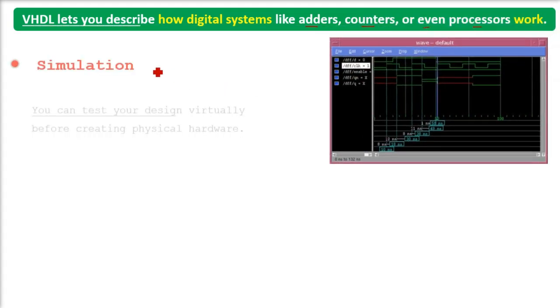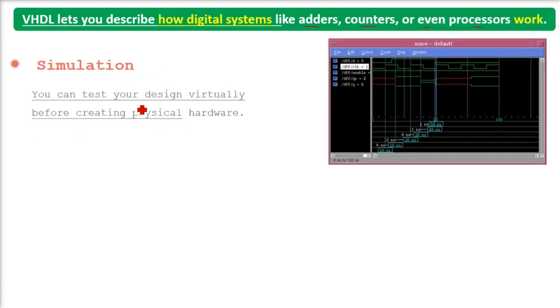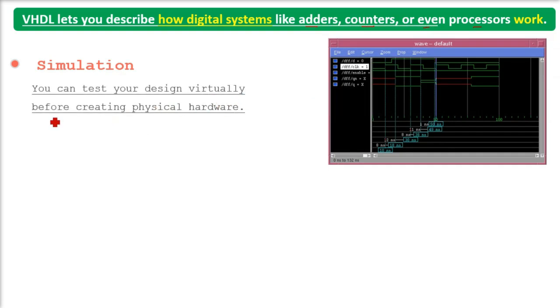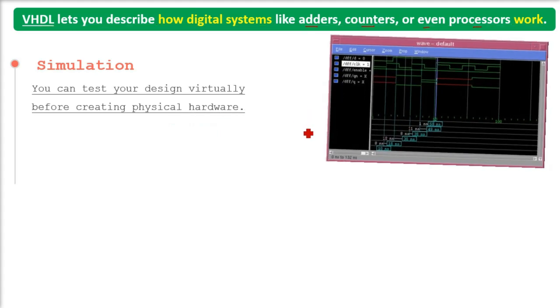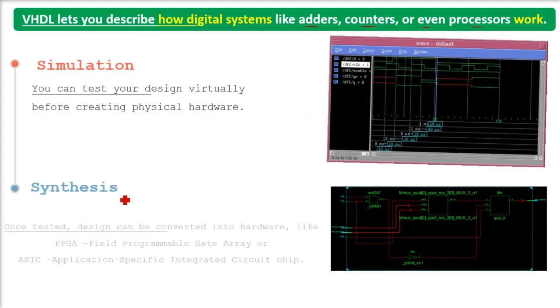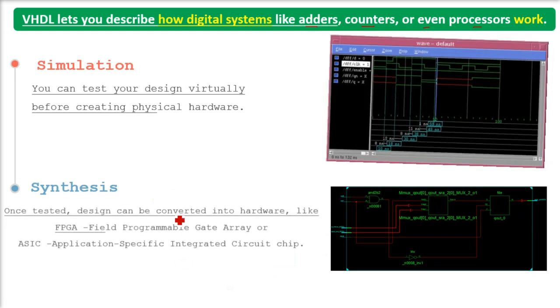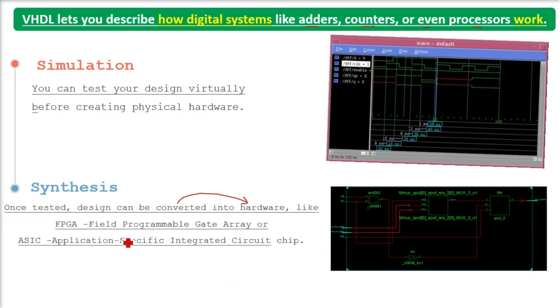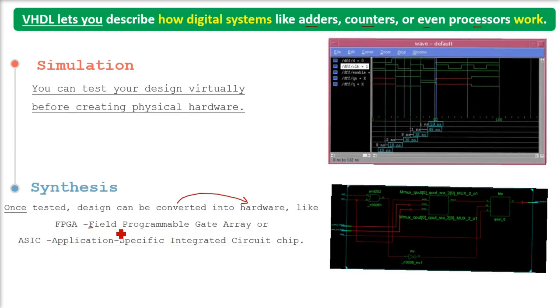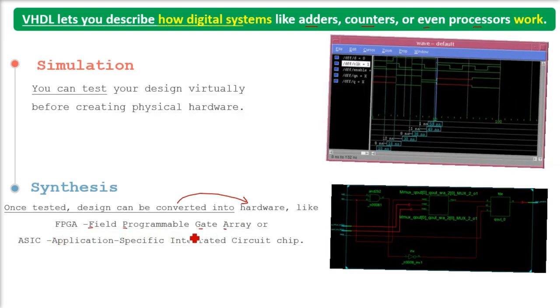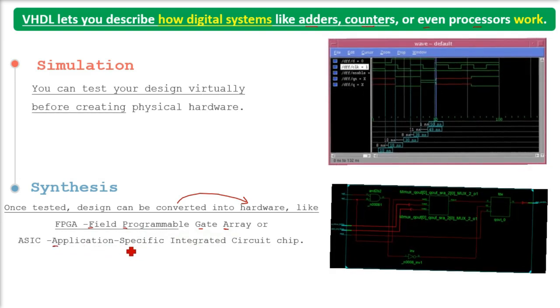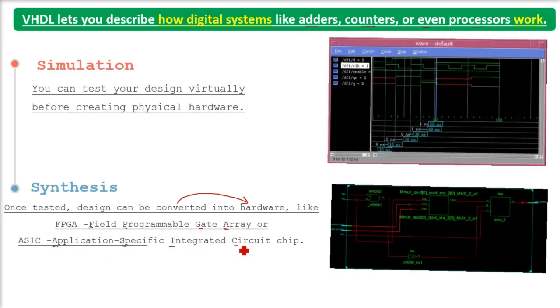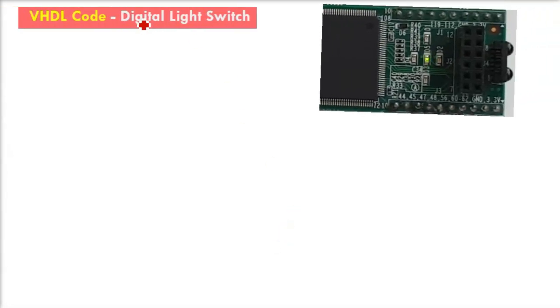First comes simulation. You can test your design virtually before creating physical hardware. Then comes the synthesis part. Once tested, your design can be converted into hardware like an FPGA, Field Programmable Gate Array, or an ASIC, Application Specific Integrated Circuit chip.